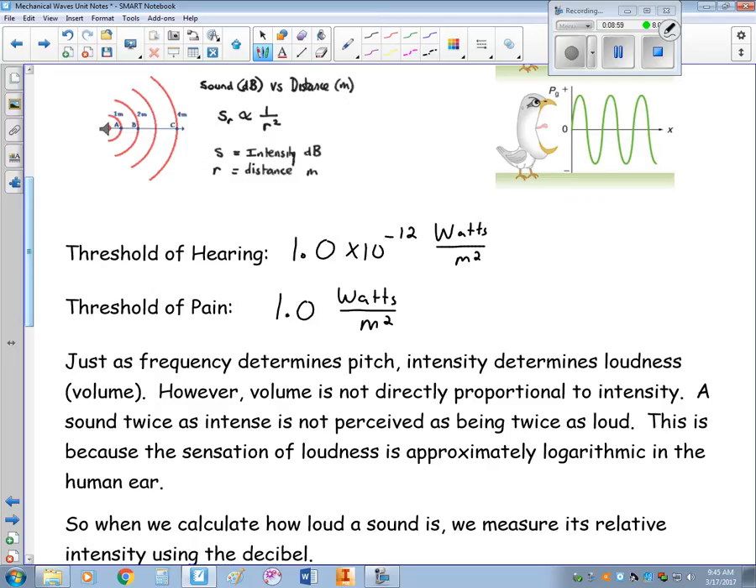Just as frequency determines pitch, intensity determines loudness, but volume is not directly proportional to intensity. A sound that's twice as intense is not perceived as being twice as loud. The sensation of loudness is approximately logarithmic in the human ear. It's not perfectly logarithmic, but it's approximately logarithmic.